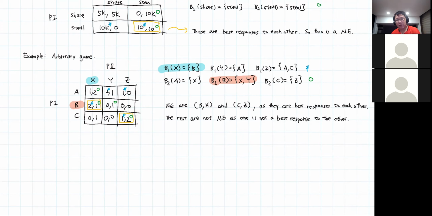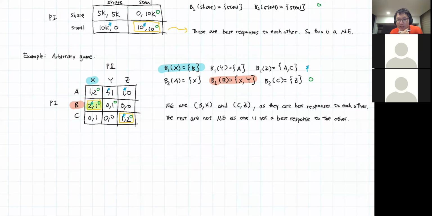Once you have calculated the best response for every possible strategy here, you're looking for the overall strategy profile where both players are playing their best response. So in this case, the 2-1 that we just described: player 1 playing B means that X is the best response, and player 2 playing X means that player 1 playing B is the best response. So they are best responses to each other.